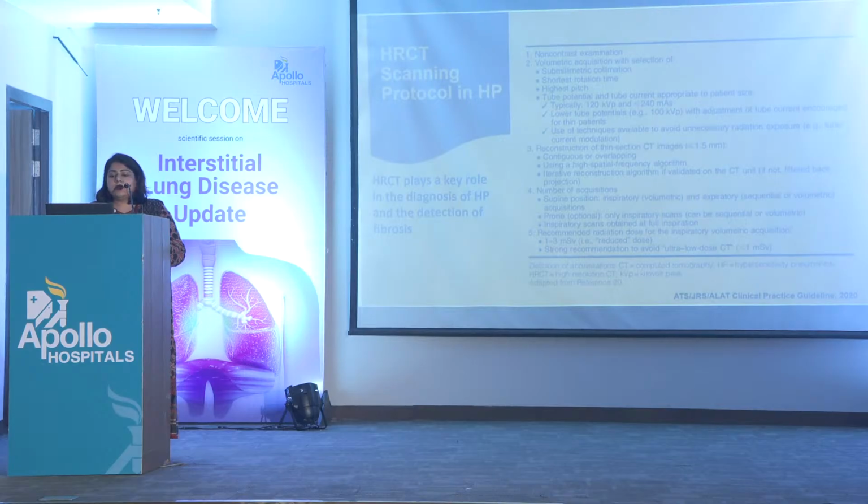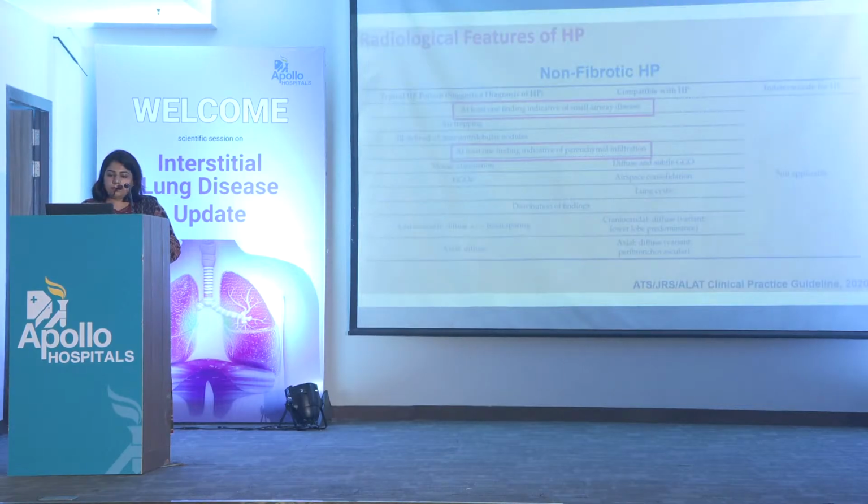So what type of CT scan do we need in hypersensitivity pneumonitis? In all types of ILDs, we want supine, inspiratory, expiratory and prone position to see which type of ILD we are dealing with. So this is from the ATS guidelines for radiological features of hypersensitivity pneumonitis. For non-fibrotic hypersensitivity pneumonitis, we can have typical HP pattern or compatible with HP pattern. So in the typical HP pattern, we see signs of air trapping and centrilobular nodules. At least one of them should be present, and at least one of the following should be there for parenchymal infiltration: mosaic attenuation, ground glass opacities.